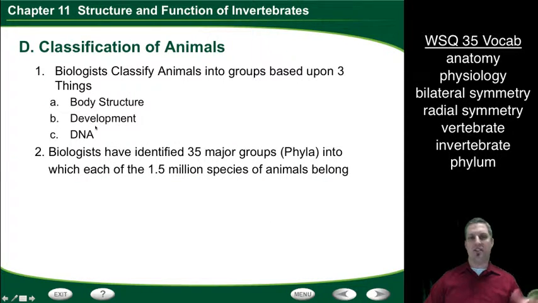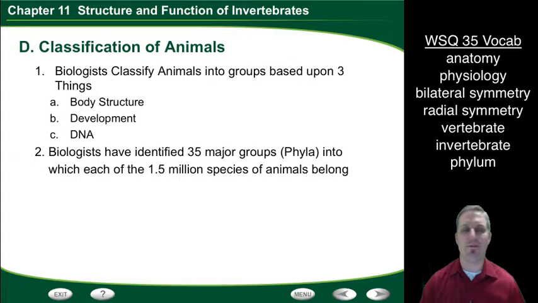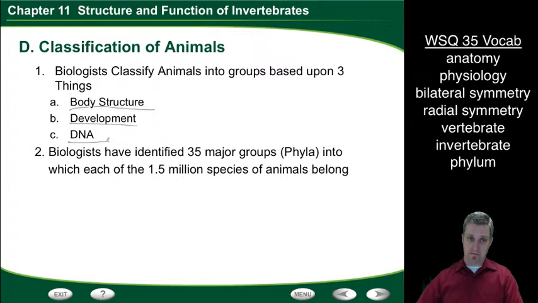Last thing we're going to talk about today is the classification of animals. Biologists classify animals basically into groups based on three things. The body structure of the animal, that's going to be a big one, the developmental process of the animal, and the DNA of animals. Now, what we're looking for in classification really is similarities and differences, right? And that's what classification is all about.